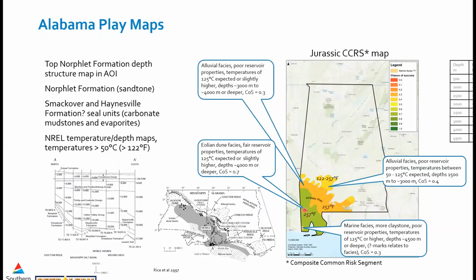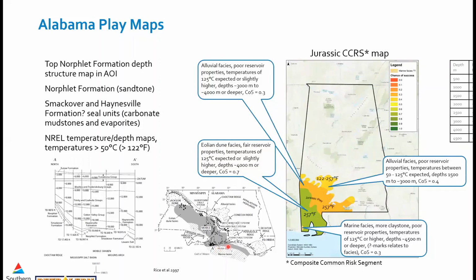The Aeolian dune facies with the fair reservoirs are located here to the southwest, and we have the alluvial facies at depths of 3 kilometers to 4 kilometers in the orange color, and a slightly more positive area up here, still the alluvial facies, but it's not as deep as this play segment here. So 0.3 is assigned to the orange, and 0.4 is assigned to the dark yellow segment.